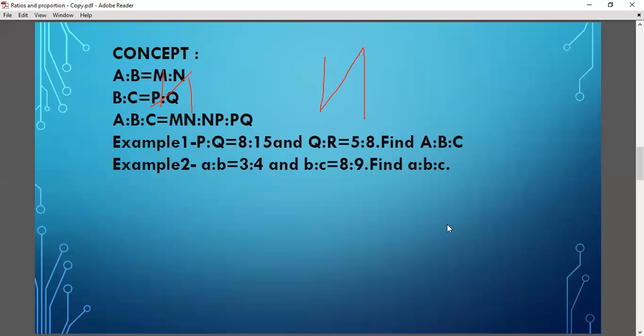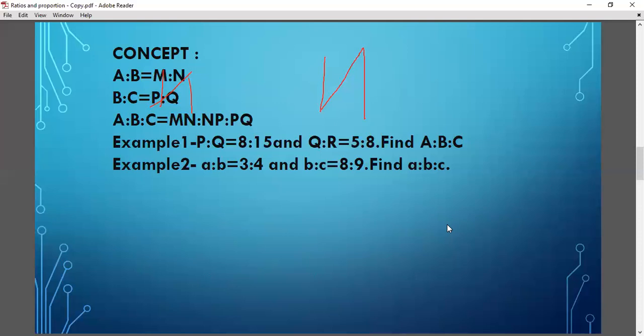So many of the students try to attempt these types of questions by taking the P value common and they try to change them into a single form. So instead of doing that, it is easier to use this method because the chances of committing mistakes are very less here, and this method is very easy. So now let's do example 1 here.